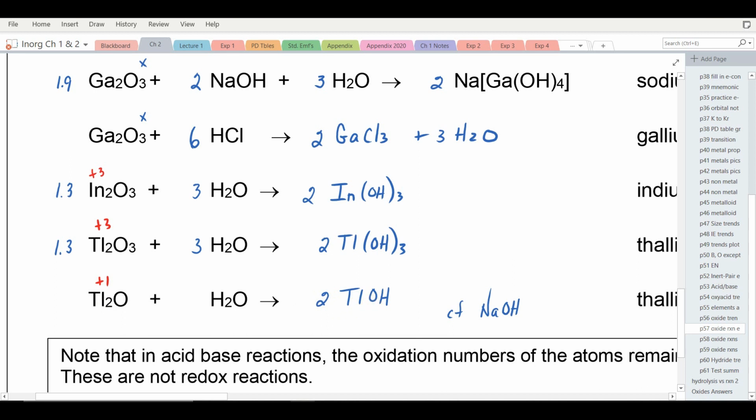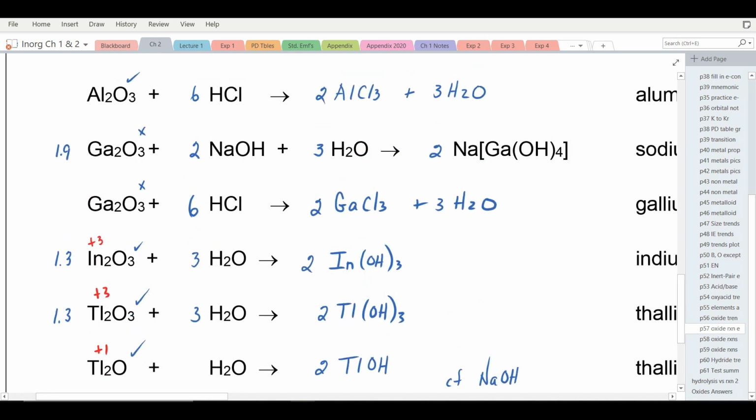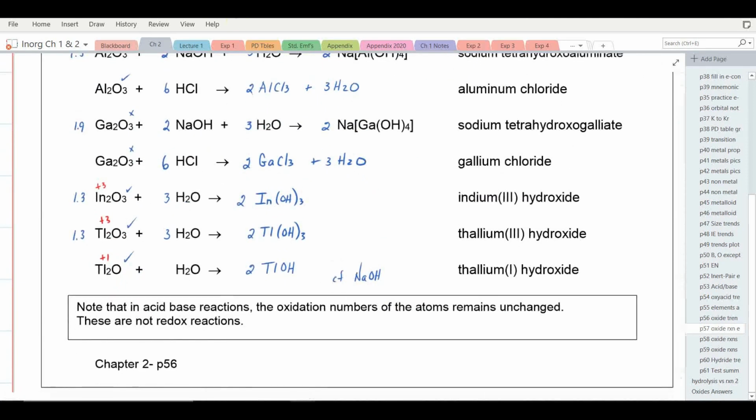So I want you to memorize indium 3 oxide in water. It's basic. Thallium 3 oxide and thallium 1 oxide. Those that I'm crossing off with X's you don't have to learn, but the other ones I think are reasonably straightforward. An important note here, note that in acid-base reactions, the oxidation number of the atoms remains unchanged. These are not redox reactions, right? They're proton transfers.